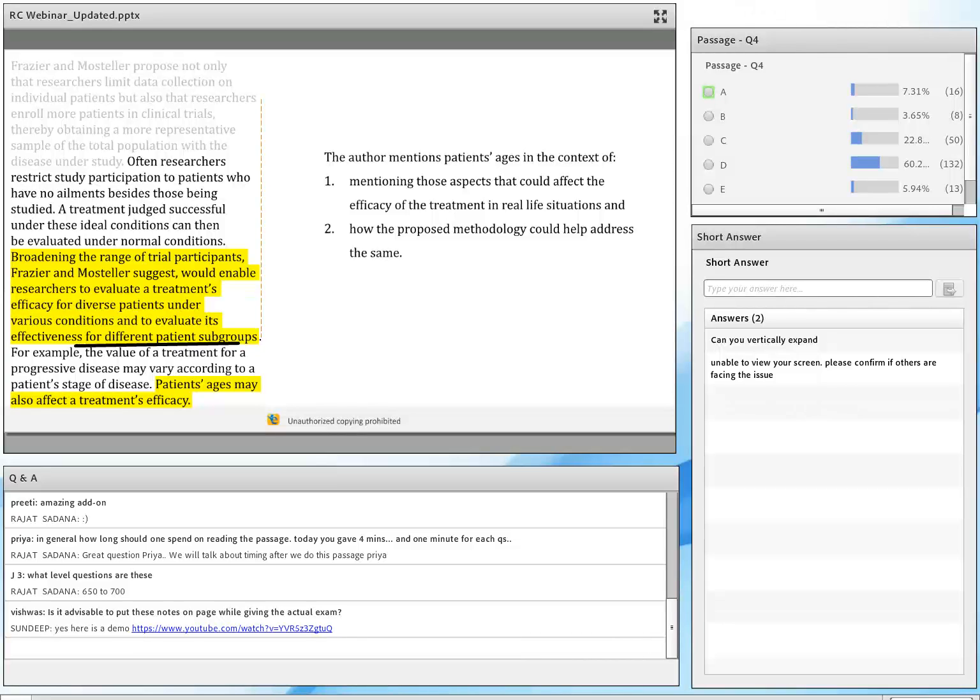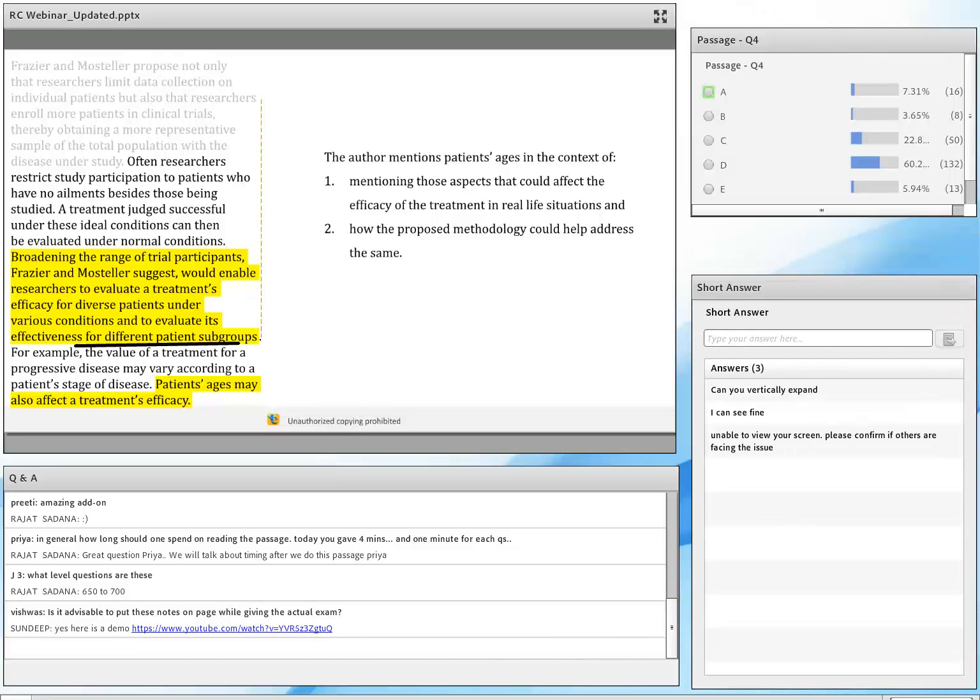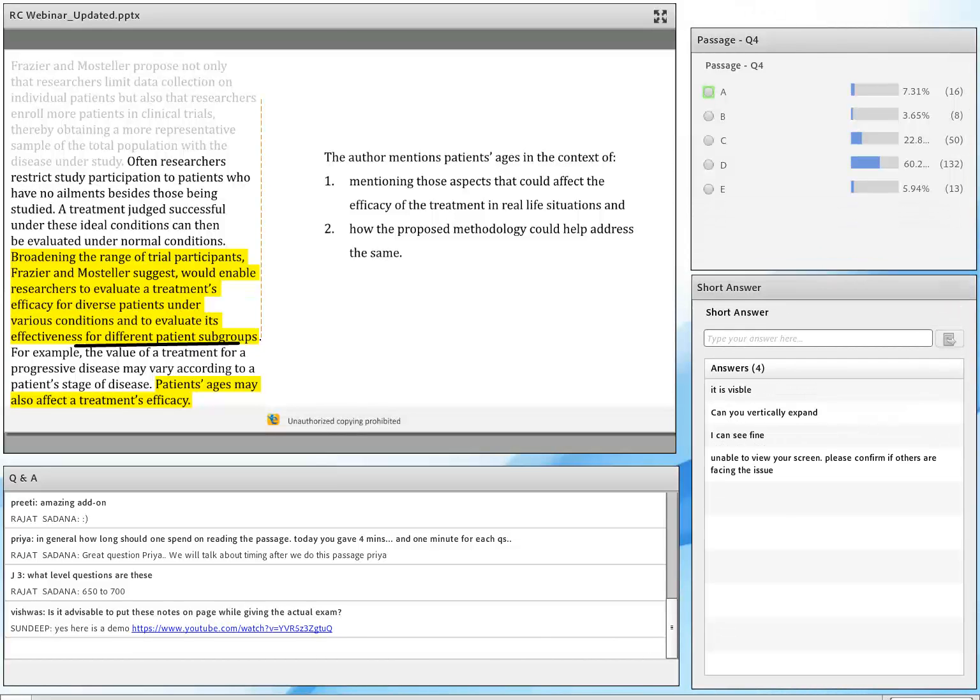Can I vertically expand? Yes, I can vertically expand the poll over here. How about now?